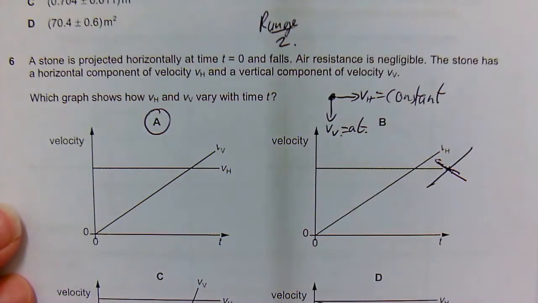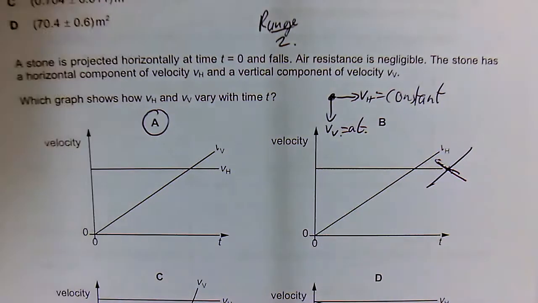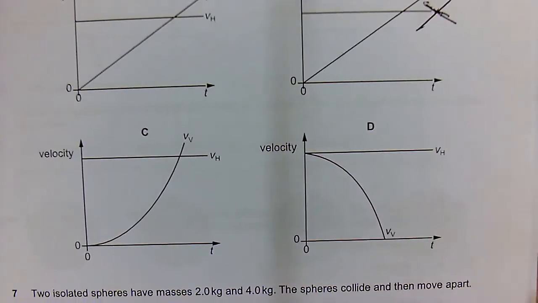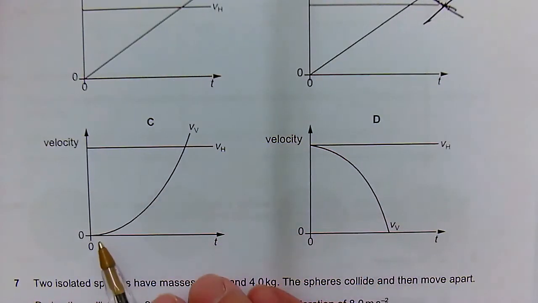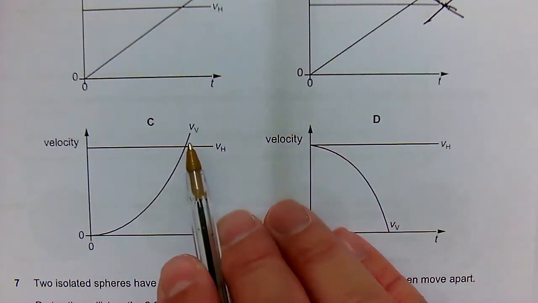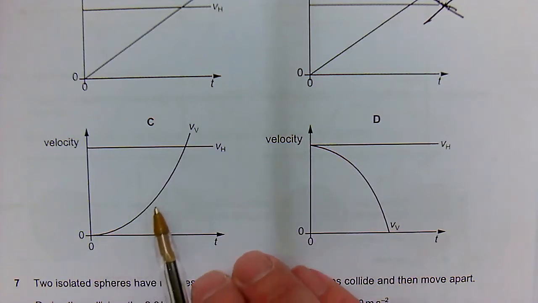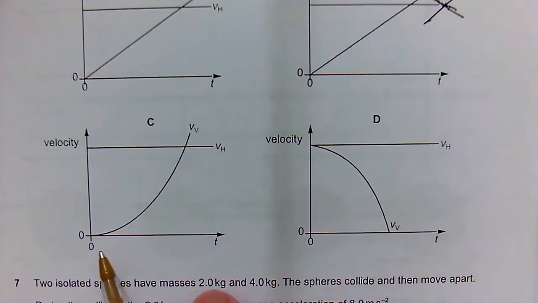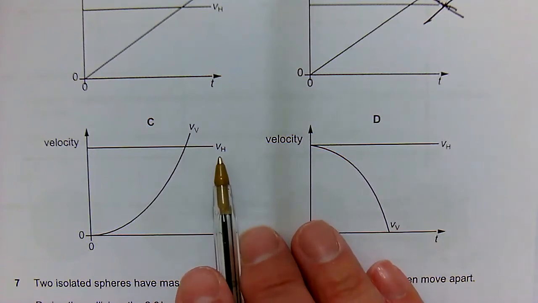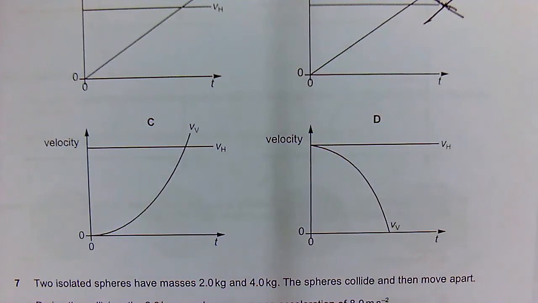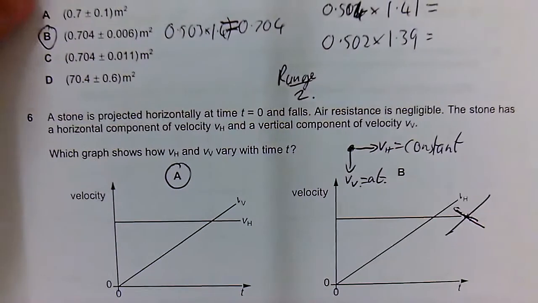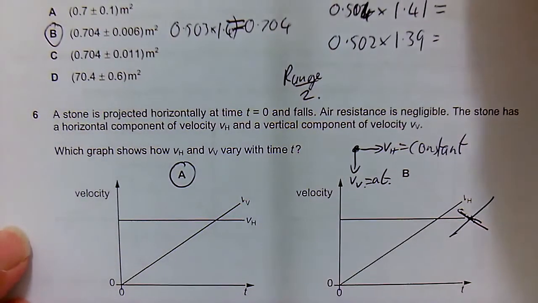It's not B, sorry, because they've got the two swapped over. It's not C because there you've not got a constant acceleration. We know the acceleration will be constant. The horizontal velocity will be constant. We know again here it's not going to be a curve, so that's clearly wrong as well. So the next part is question 7.